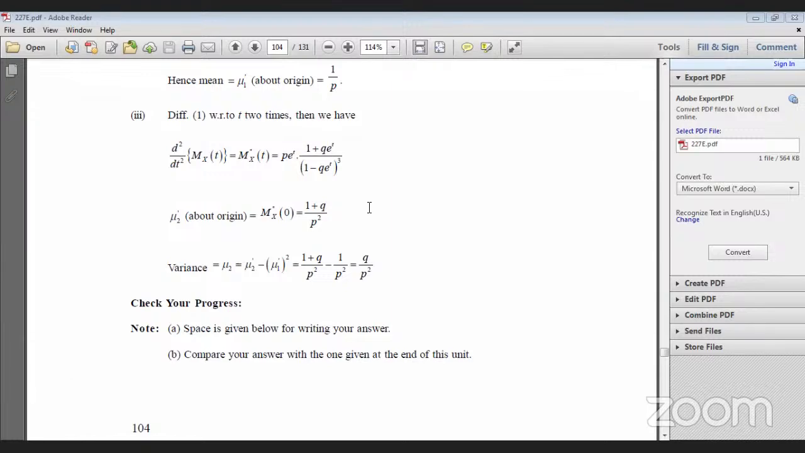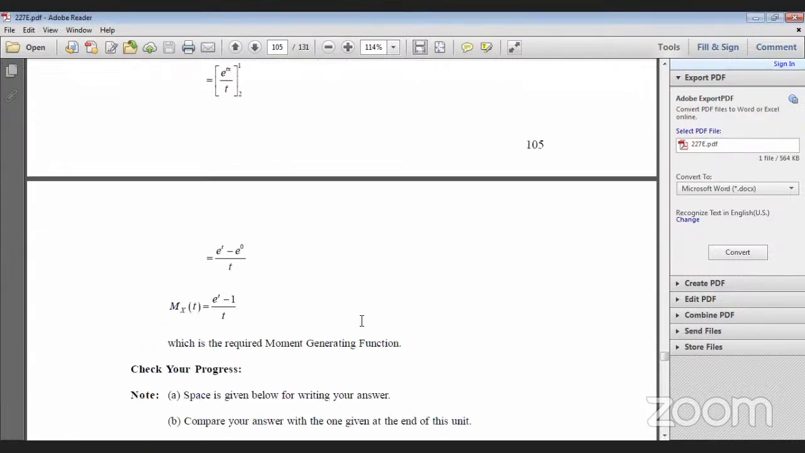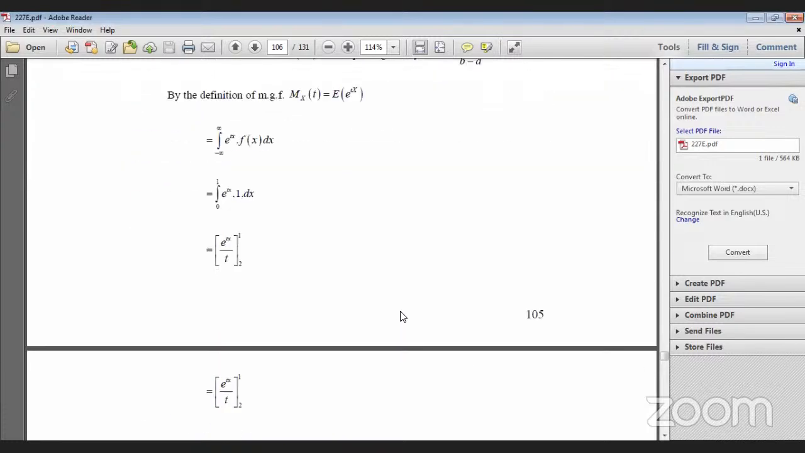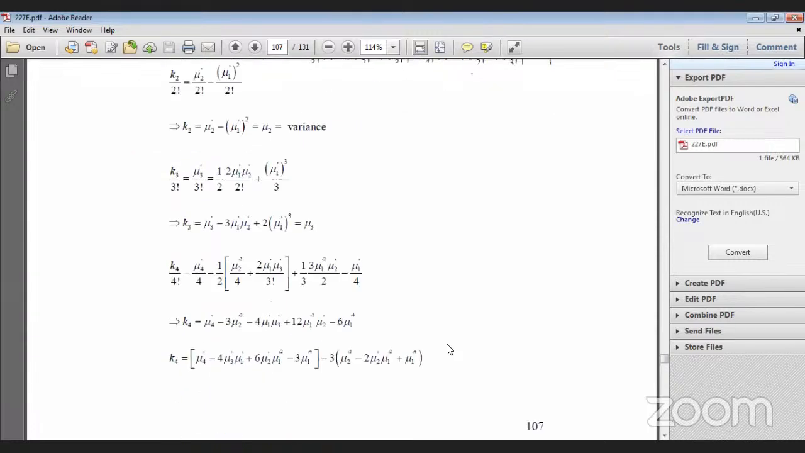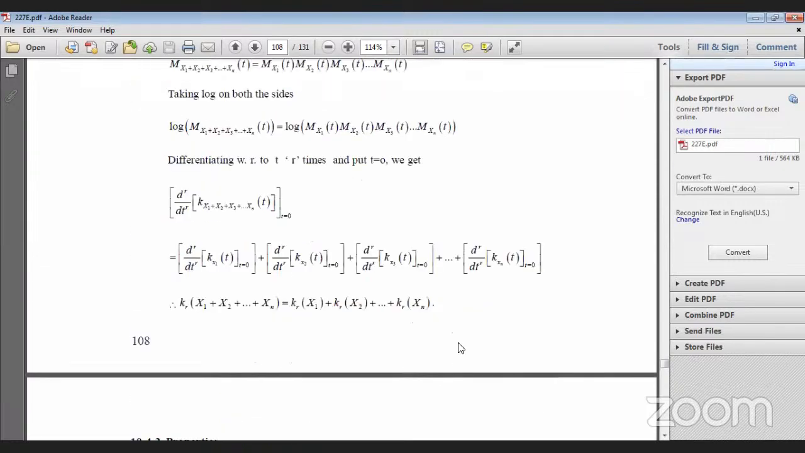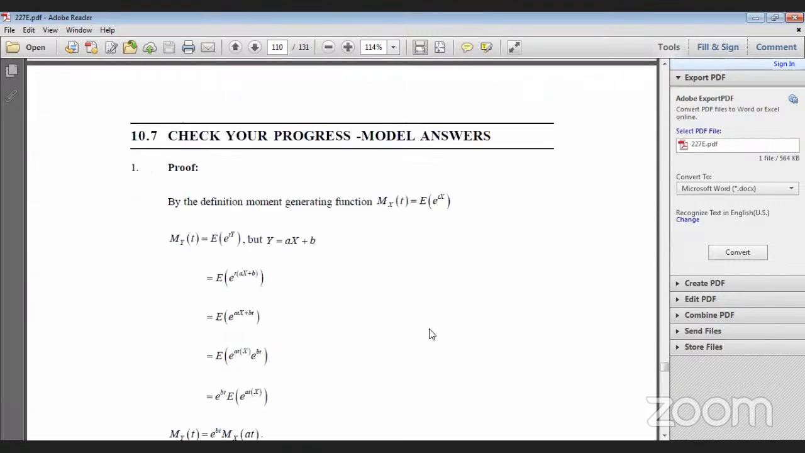So this other topic, 10.3.6, we can discuss in the next class. 10.3.6 and 10.4 cumulative generating function, the 11th unit additive properties exercise, and the 12th unit we can discuss next weekend.